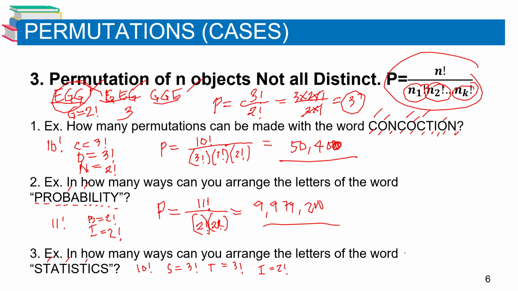So if we're going to compute this one, we have here permutation is equal to 10 factorial over 3 factorial times 3 factorial times 2 factorial. The answer of this one is the same as in concoction, which is 50,400 ways we can arrange the letters of the word statistics.